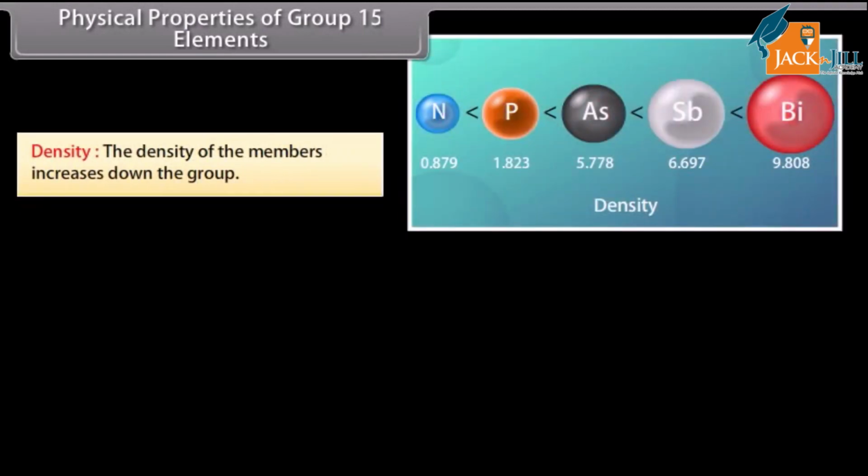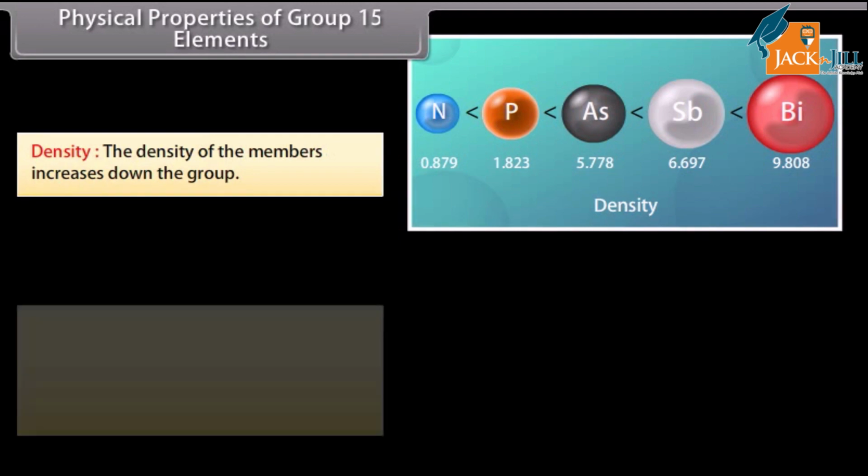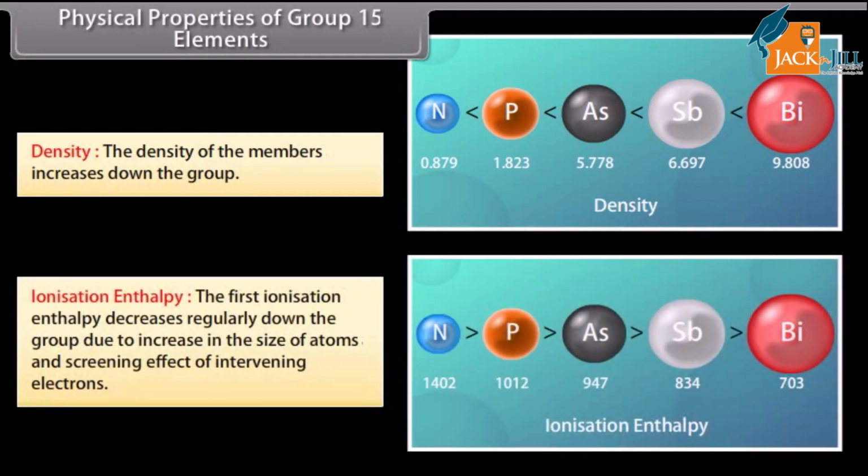Density. The density of the members increases down the group. Ionization enthalpy. The first ionization enthalpy decreases regularly down the group due to the increase in the size of atoms and the screening effect of intervening electrons.